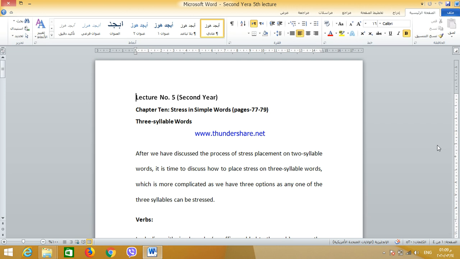So if we start with lecture number 5, which is entitled Stress in Simple Words. This lecture starts from page 77. After dealing with two-syllable words, I mean how to stress words that are of two syllables, now it's time to talk about words with three syllables, which is a little bit more complicated than dealing with two-syllable words.